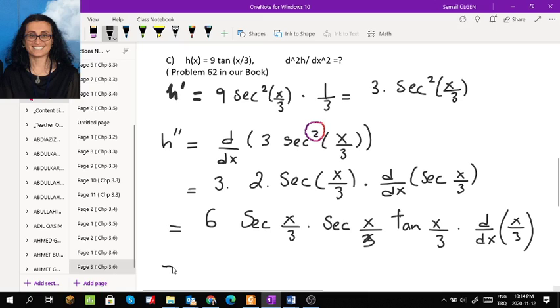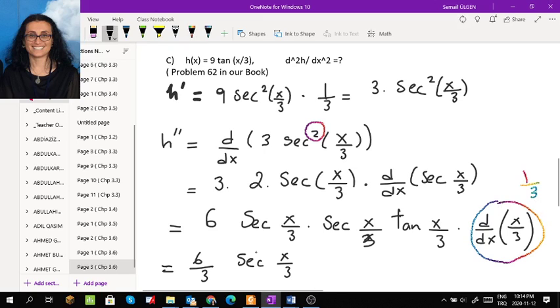Okay, almost done. From here actually we are going to get 1 over 3. So 1 over 3 times 6, 6 over 3 is 2. Okay, I have secant x over 3. Let me circle that and tell you. So this thing is 1 over 3. So I used it up here. Okay, and let's continue.